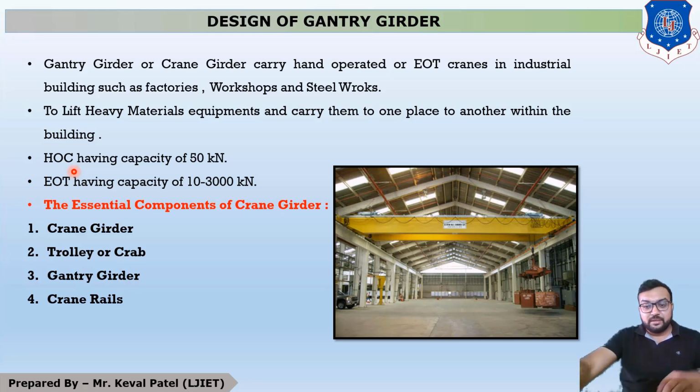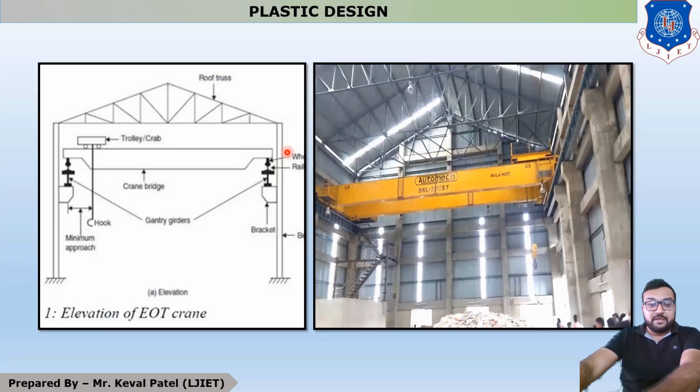You can see that this is your crane girder, and this is your crane. This crane has a hook over here. You can see in this slide, this is your crane in which this is your hook. There is one hook which lifts the loads. Now this hook operates on this trolley, which moves longitudinally over a crane girder.